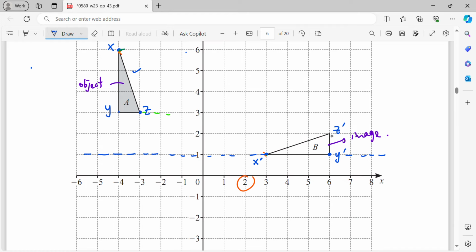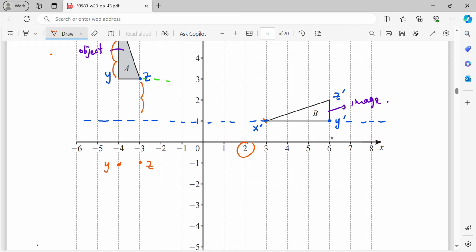So what to do here is, you need to calculate, because here Z is 2 units above the reflection line, it will be 2 units down. That means your Z becomes here. Then same for the Y, it will be at the same level as the Z. And then for the X, it is 3 units above the line, so when you reflect, it will be 3 units below. So here 1, 2, 3. This is your X prime. Okay, you just need to join these 3 points and you will be getting the answer.